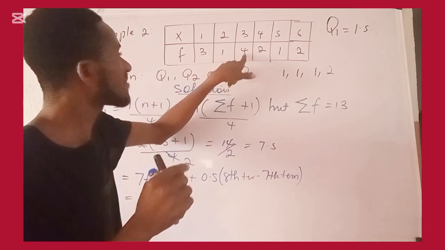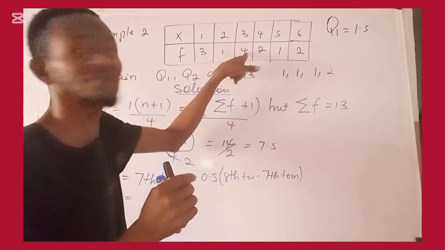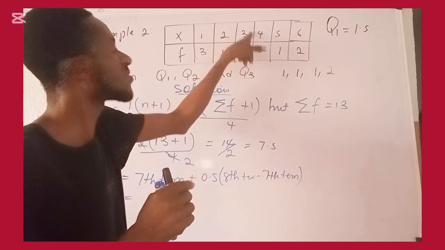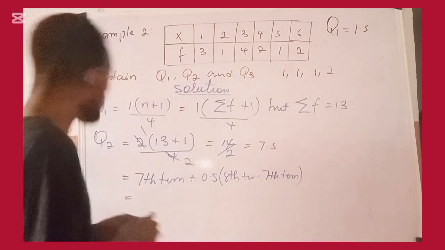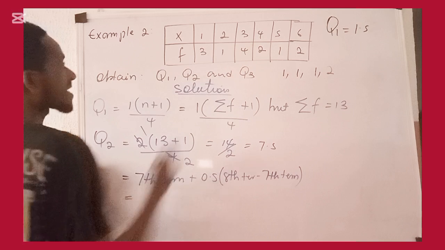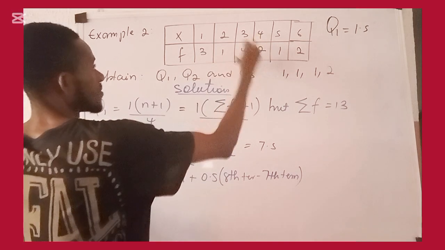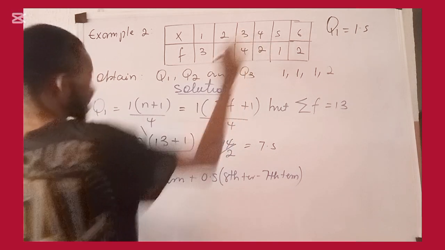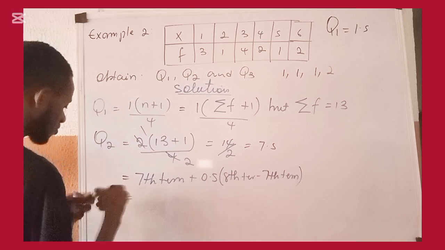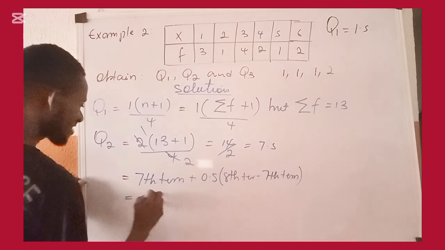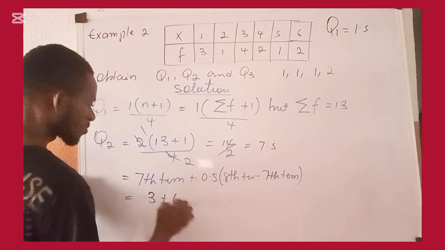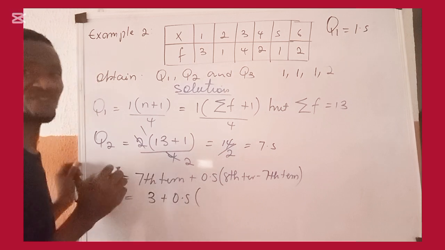Okay? So 7th term is here and 8th term is here. And all of them are referring to this 3. So what you're now going to do is, if you say 7th position, you are going to come here, which is 3. This thing becomes 3. This is now 3 plus 0.5, you open a bracket.